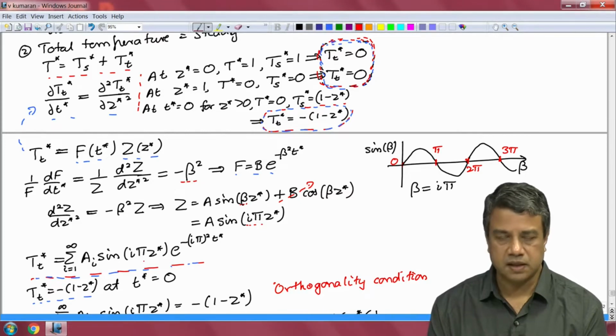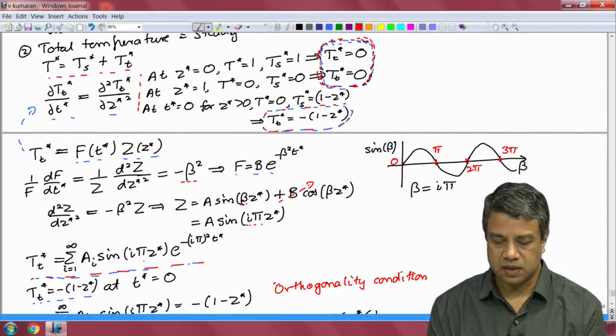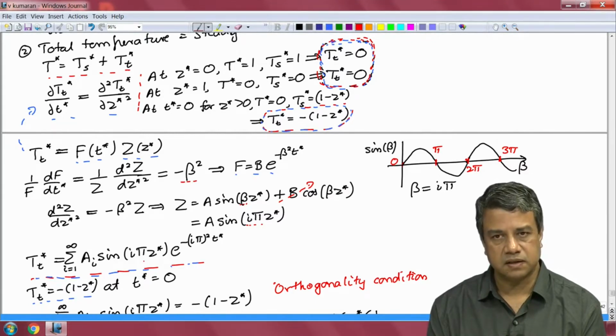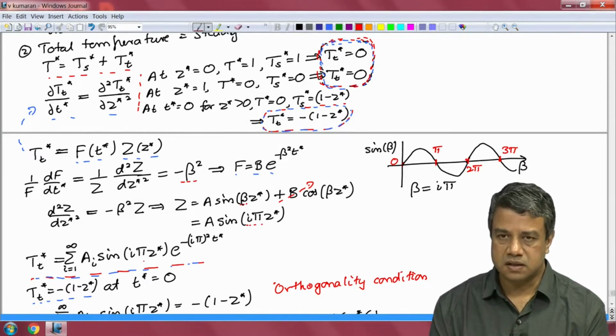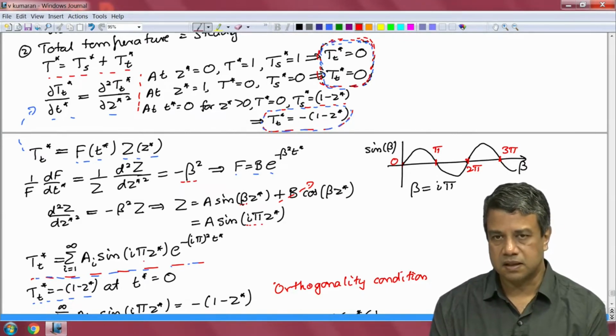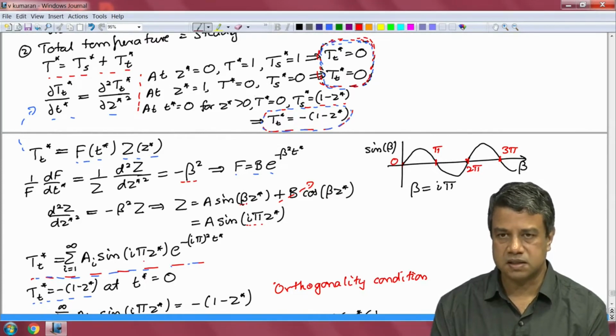And then I express the transient part as the product of two functions, one a function of position and the other a function of time, and substitute into the equation, divide by f times z, and both sides of the equation are constants. That constant has to be negative, so that the temperature transient part decreases exponentially as time progresses.